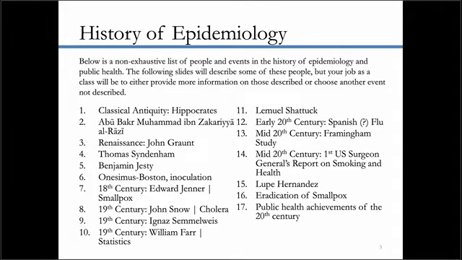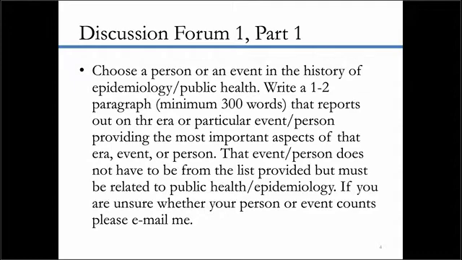That can either come from the list on this slide, or you can choose somebody you know about that's not on this list that you're interested in studying more. If you do that, I'd recommend that you email me to make sure that it's appropriate for this class. Then write 1 to 2 paragraphs, a minimum of 300 words, that reports on the era, event, or person, providing the most important aspects of it. Again, it doesn't have to be from the list I provided, but I recommend you email me to get it approved before you write on it for this discussion forum.